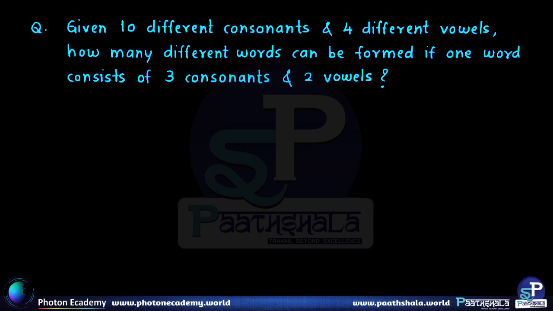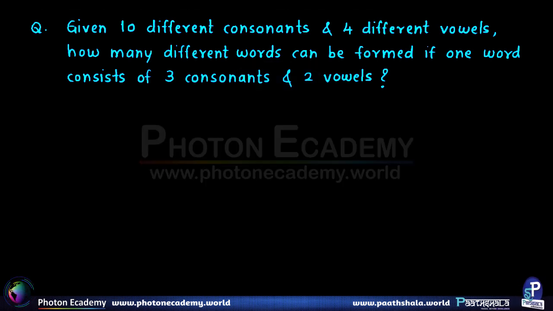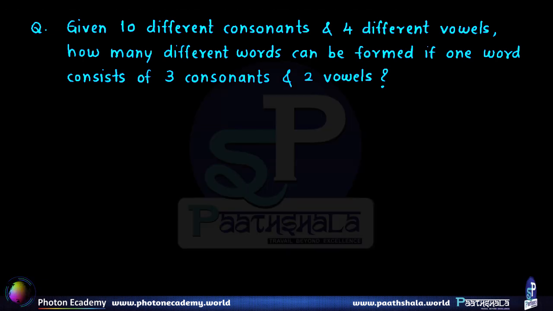Now let's see one more question. Given 10 different consonants and 4 different vowels, how many different words can be formed if one word consists of 3 consonants and 2 vowels? Now here we'll assume that the repetition of letters is not there. Now if we imagine the word is given to consist of 3 consonants and 2 vowels, so in all we have to form words of 5 letters each.